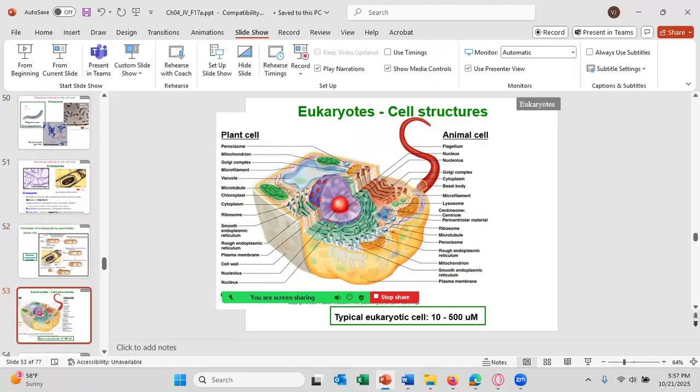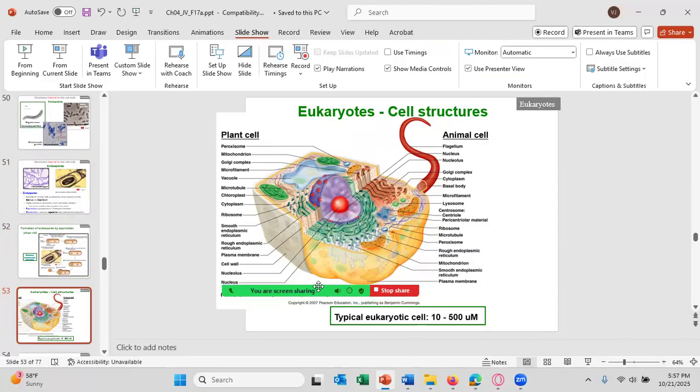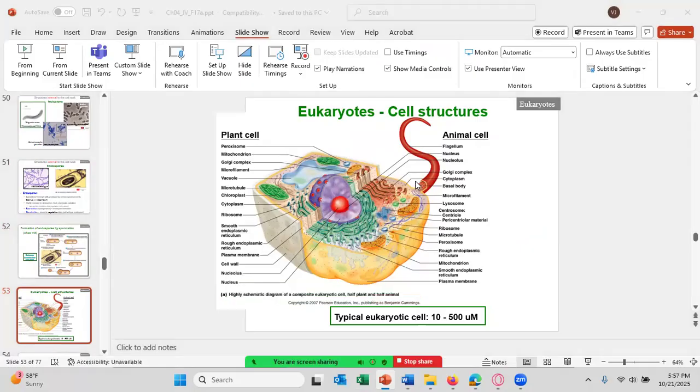All right. So this slide is showing you the cell structures of a plant cell, shown on the left here, and then the cell structures of an animal cell, shown on the right. You should realize that some structures found in one are found in the other, like a flagella can be found on a plant cell. What's an example of that?